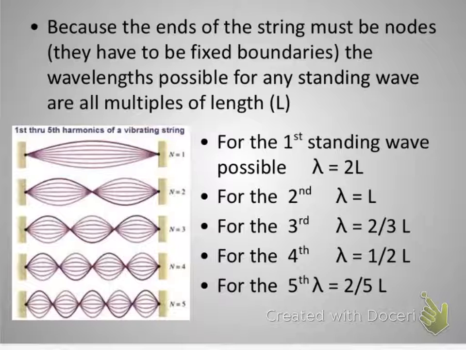there are only certain patterns of vibration that are possible. In a pipe, we can have open ends. On a string, we have to have fixed boundaries, or we can't create a standing wave. The wavelengths possible for any standing wave are multiples of the length of the string itself.